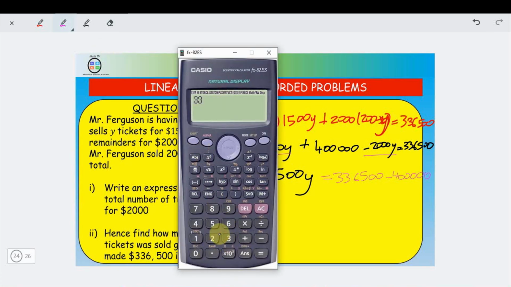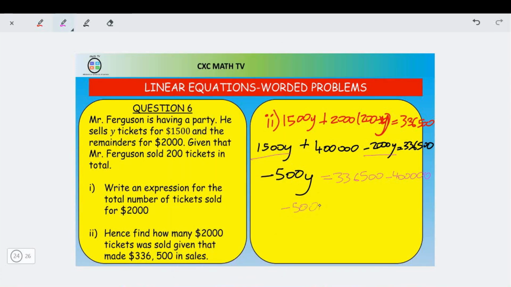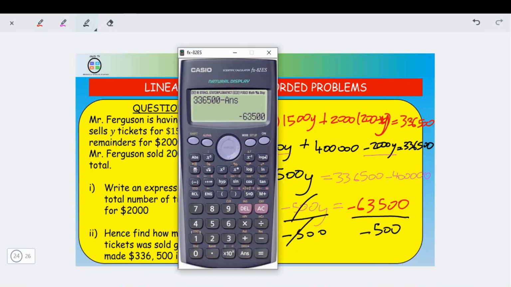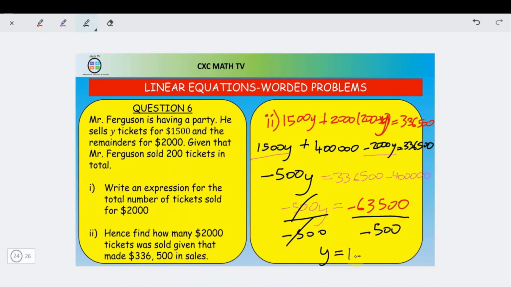Now when you get to this stage, I want you to take out your calculator. 336,500 minus that amount gives us negative 63,500. So minus 500Y is equal to negative 63,500. Now to make Y the subject, we just divide both sides by negative 500. And we get our answer, which is 127. Y equals 127. But what does that mean?